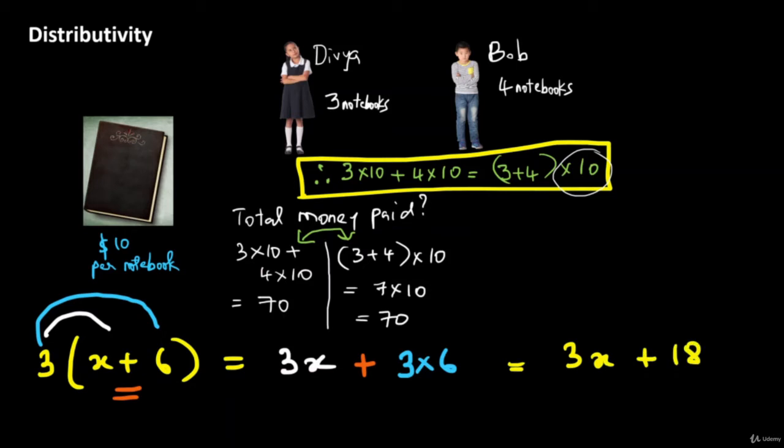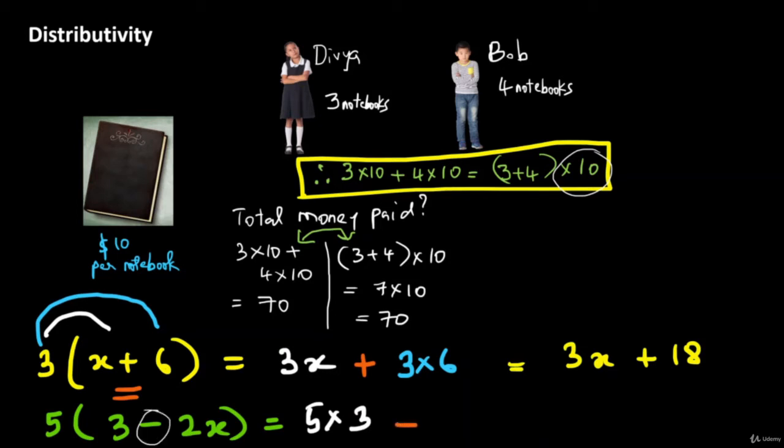Alright, let's take one more example. What about 5 into (3 - 2x)? Let's give into 5 to 3. So that would be 5 into 3. And over here we have a negative sign. So over here also I need a negative sign. And let's give into 5 to 2x. So that would be 5 into 2x. So this simplifies to 5 into 3, that's 15, minus 10x, right? 5 into 2x is 10x.